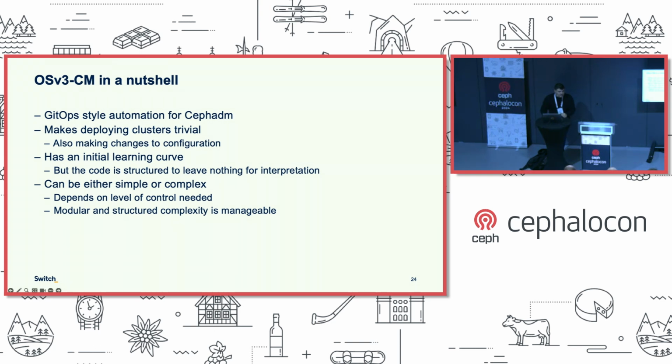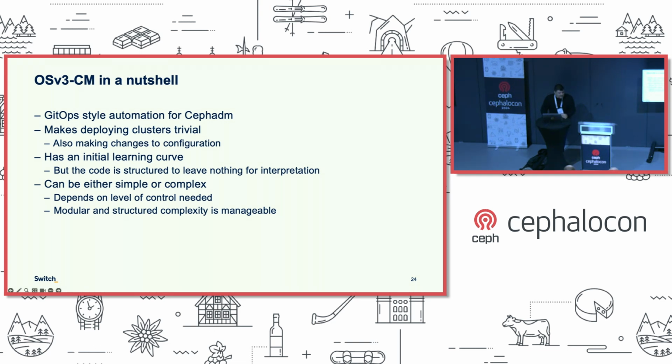So OSv3 CM in a nutshell is basically a GitOps style automation for Ceph ADM. It makes deploying clusters quite trivial. So for example, we get lots of hardware, and then the only thing we need to do is basically to just create the inventory. We already have an inventory template that we copy, we change a few variables, and then we push a button, and then we immediately have a cluster out of it.